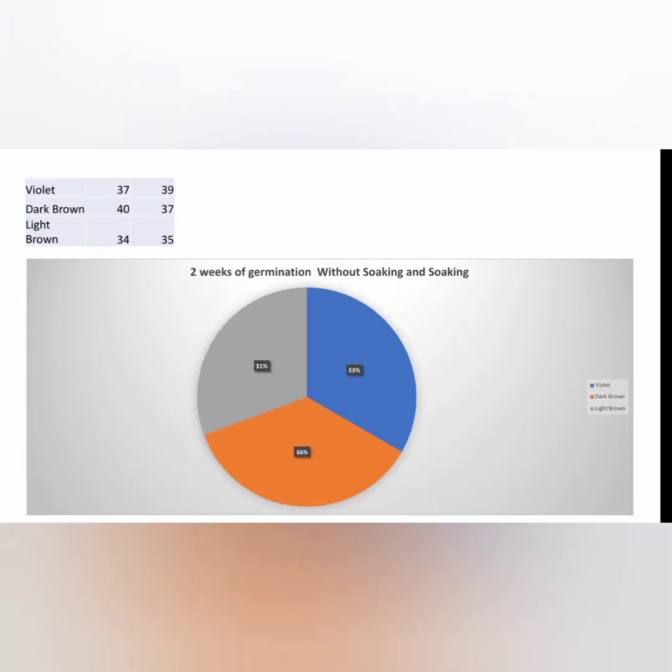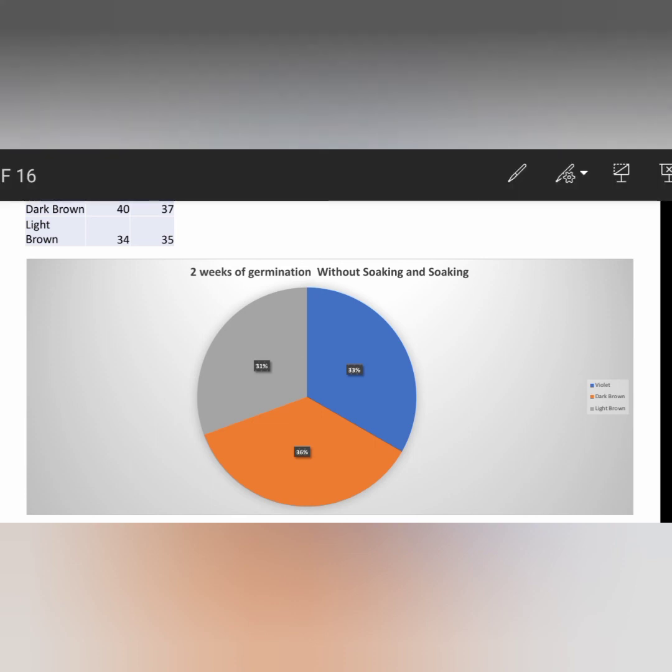So what I see here compares the survival rate. We merged the survival rates of the violet, dark brown, and light brown, for soaking and without soaking. It shows here 37 for the color violet, 39, and 40, 37, and 34 and 35. The first 37 is without soaking and 39 is soaking. Dark brown is 40, 37. Light brown is 34 and 35.